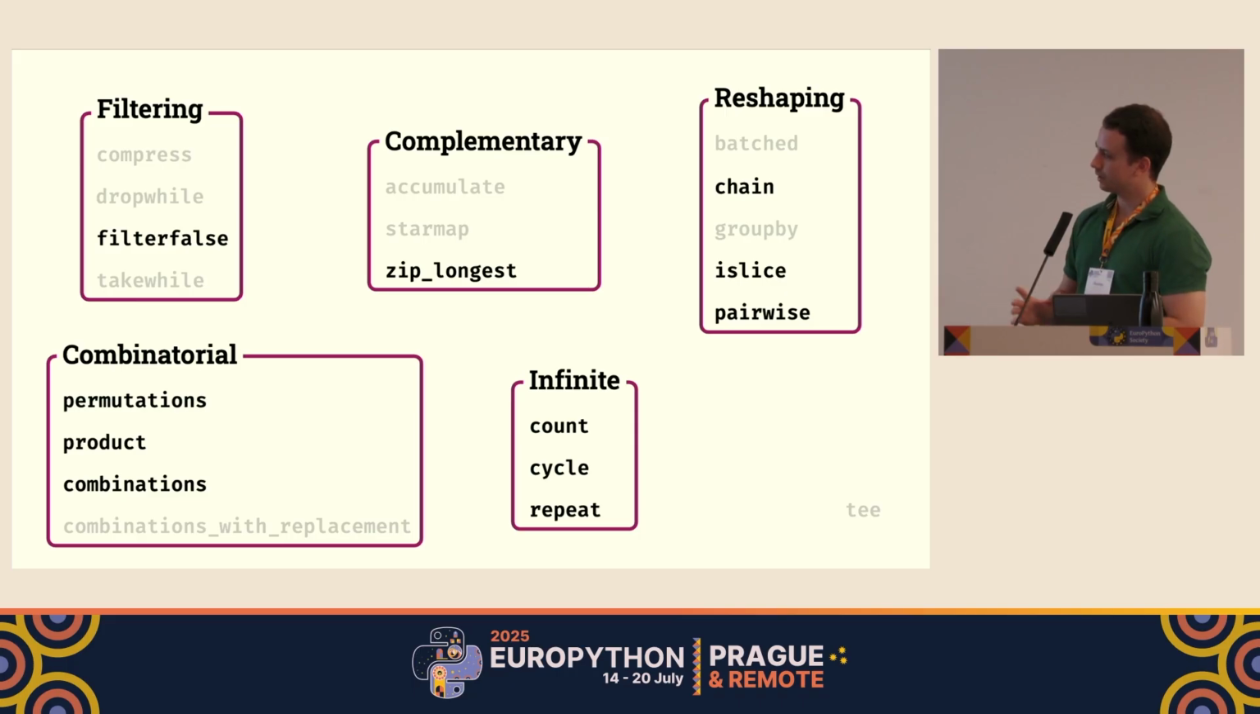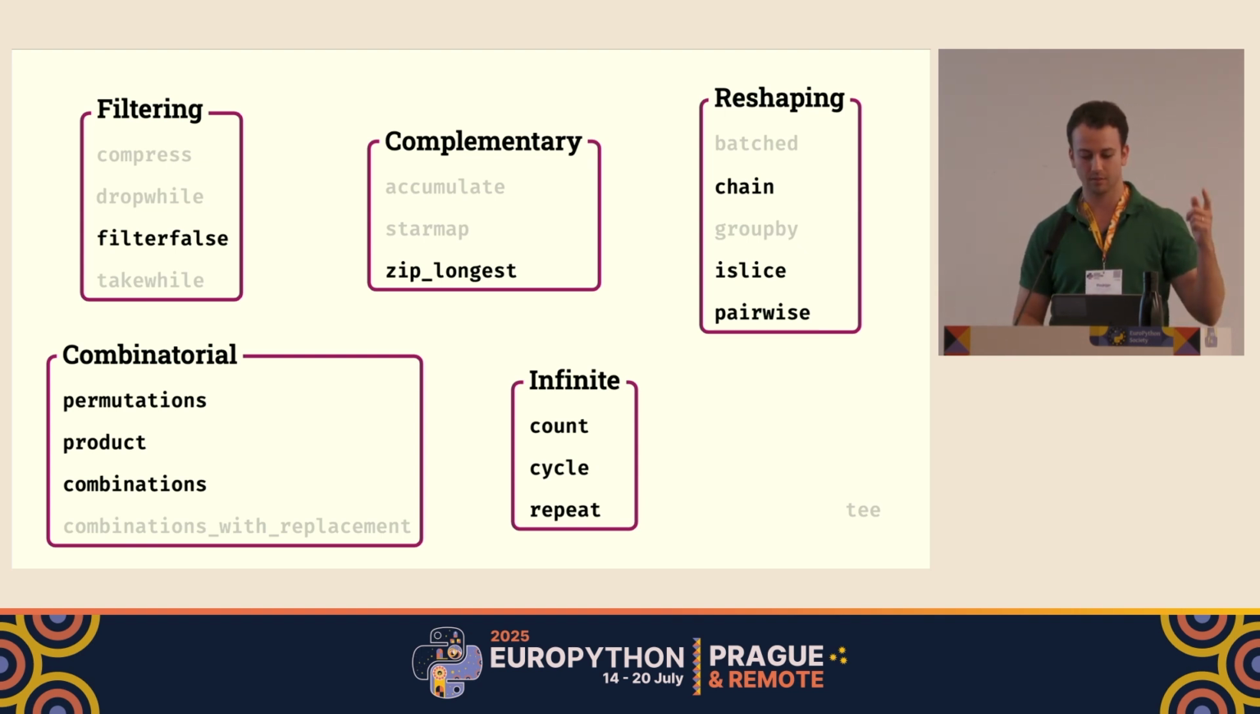So looking back at everything we took a look at, highlighted on the screen are the iterables that you've seen examples of. We looked at filter false, permutations, product, and combinations. We looked at count, cycle, repeat, zip longest, and also chain, islice, and pairwise. My favorite 3, I would say, are product, chain, and pairwise. Folks tend to like zip longest as well. Don't memorize the whole thing, that's not the point.